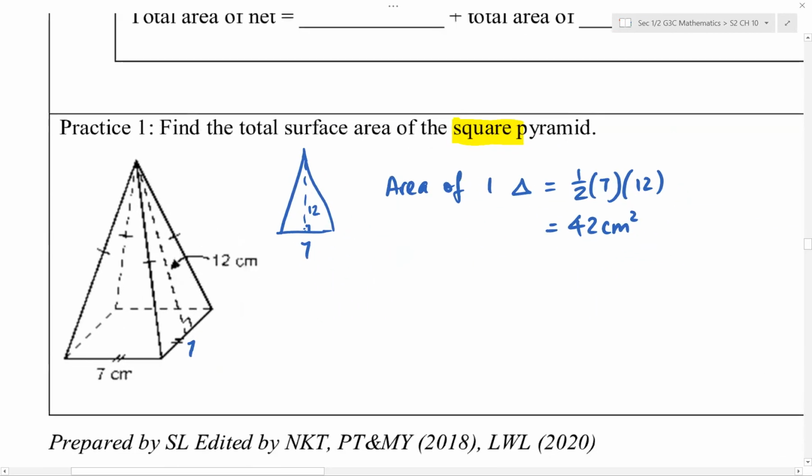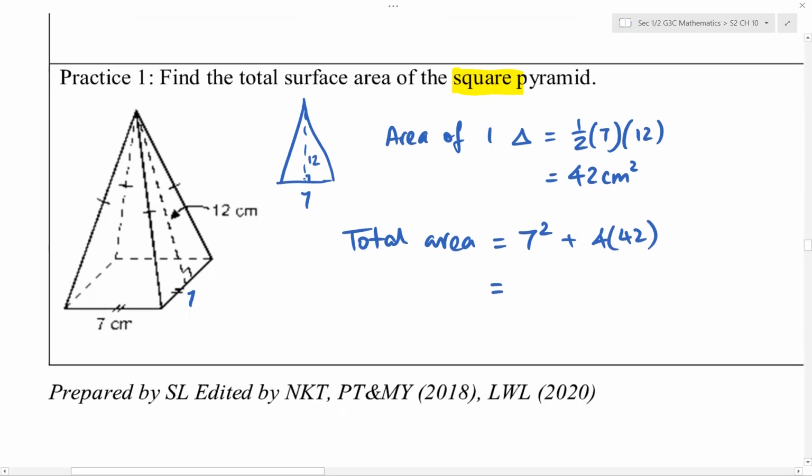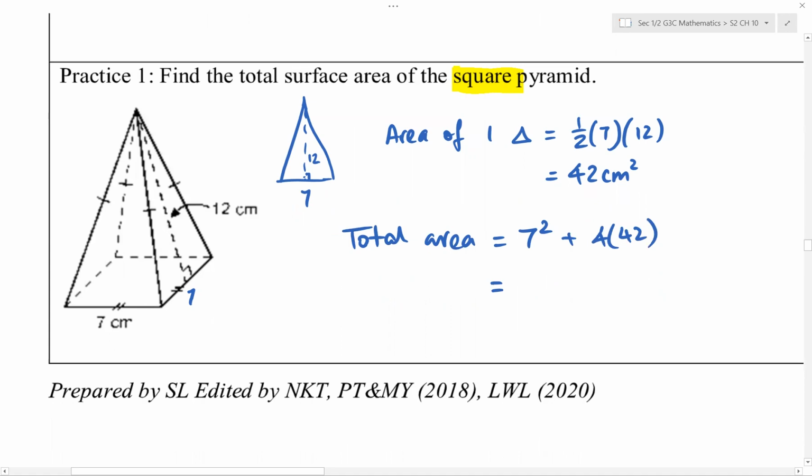And what about the area of everything? Total area will be our 7 square, that is the base, plus 4 times of 42. You can actually combine all the steps by writing 7 square plus 4 times of half times 7 times 12. So combine everything, we will be able to understand. So total of 217 square centimeters. So total surface area, pretty straightforward.